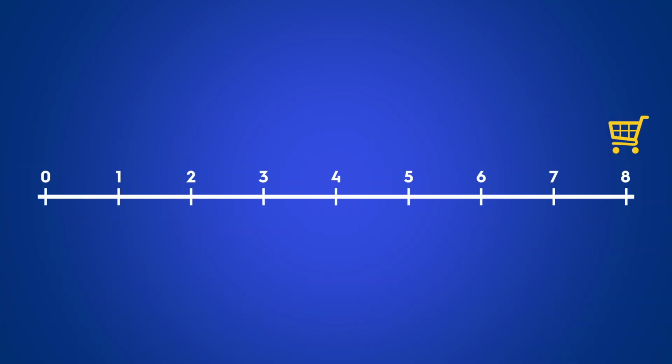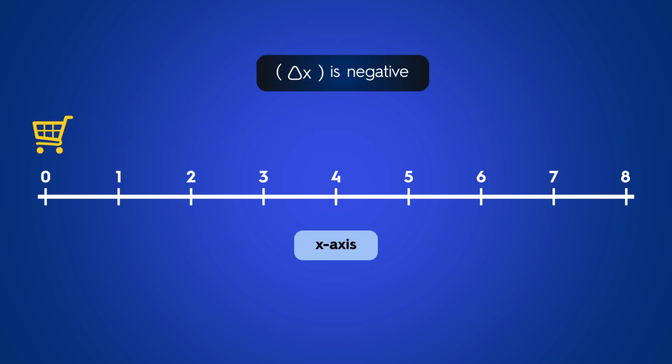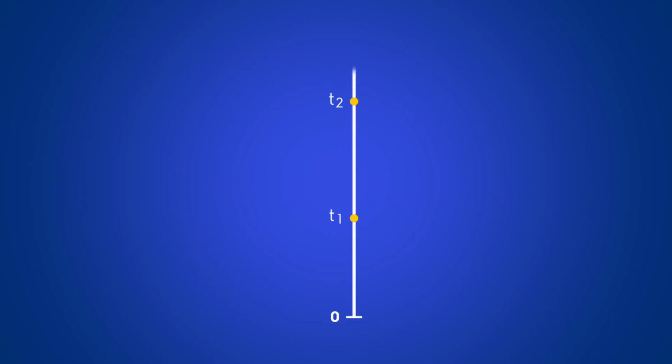Velocity includes direction. Moving left along an axis defined as positive to the right means negative displacement and negative velocity. Vertical motion is still one-dimensional.